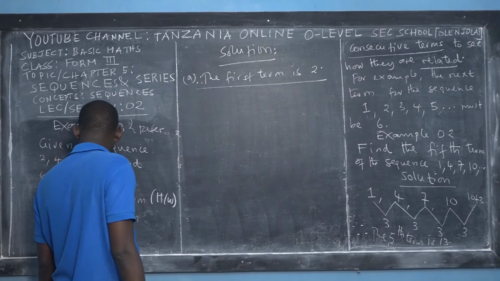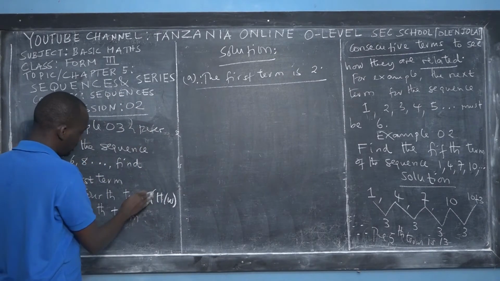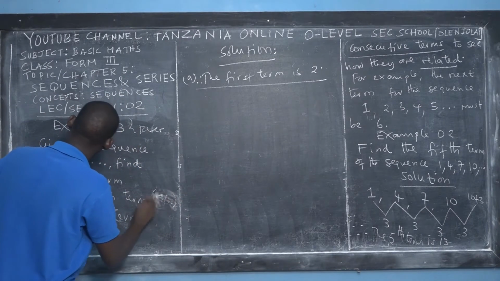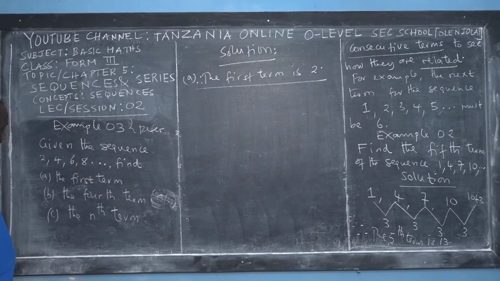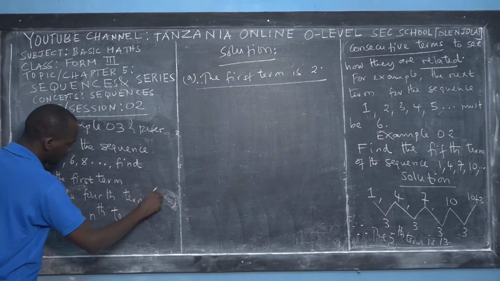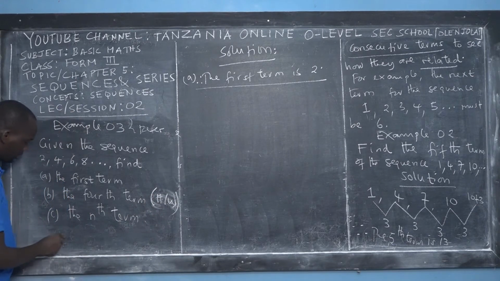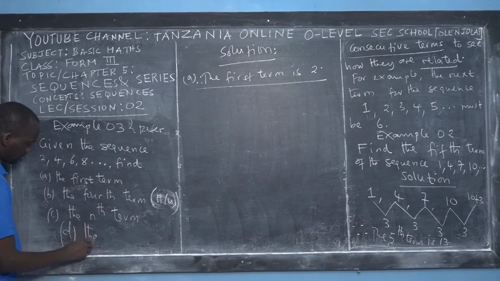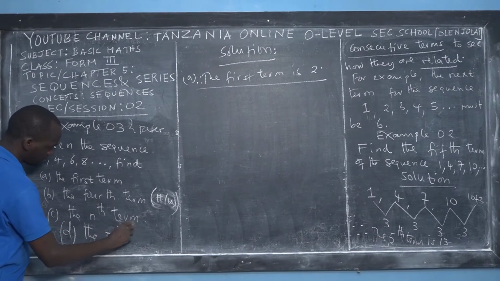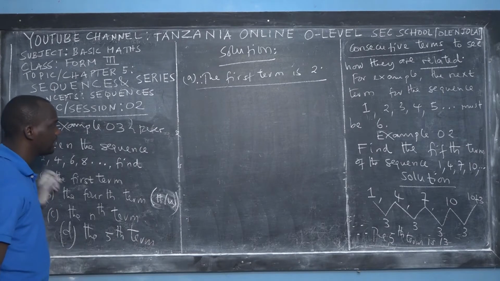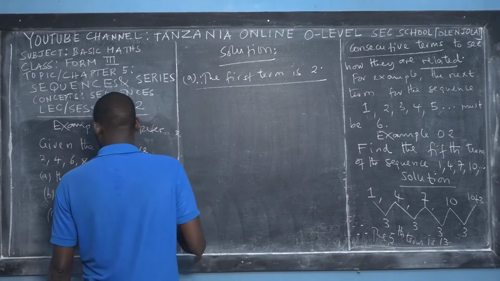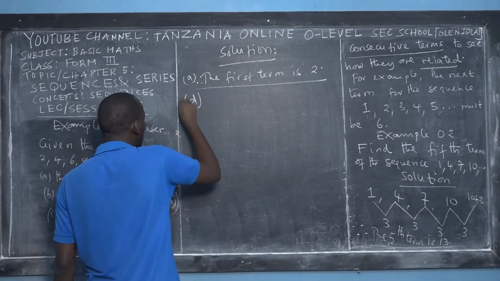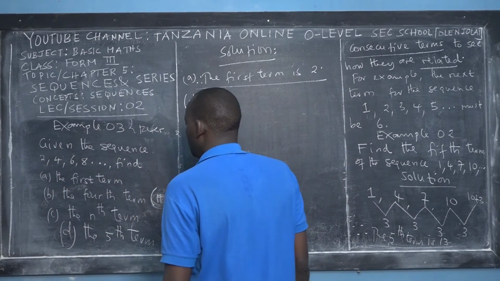Then let us do for B. Yes, let us do for B. The first term, that's okay. So this should remain as your homework. And then let me add D. We say that you find the fifth term. Find the fifth term. So let us go for D, and then we'll come to C.